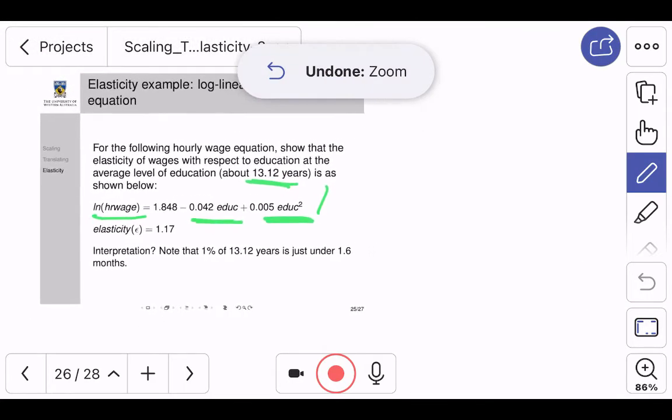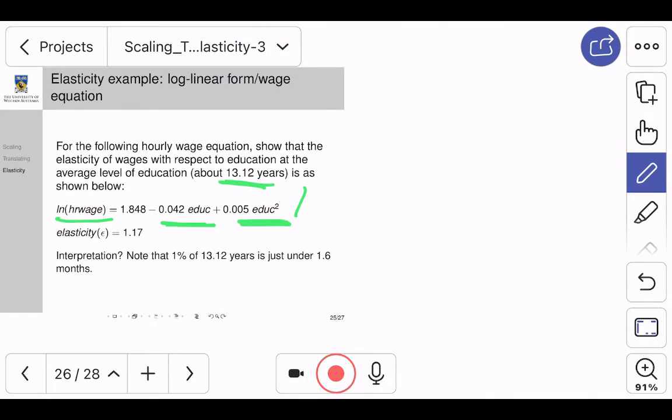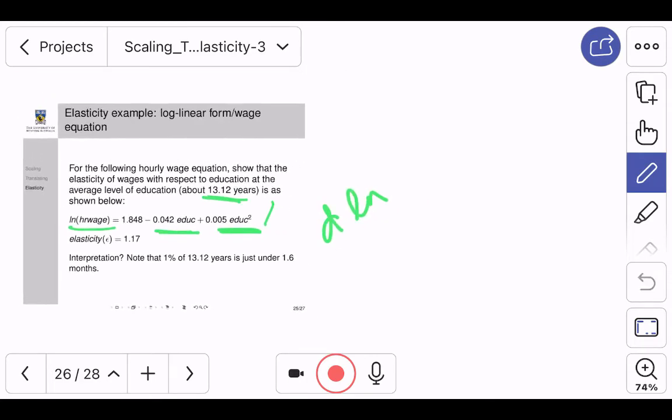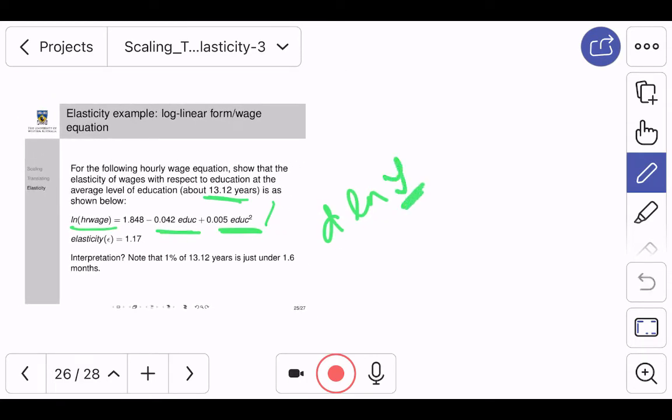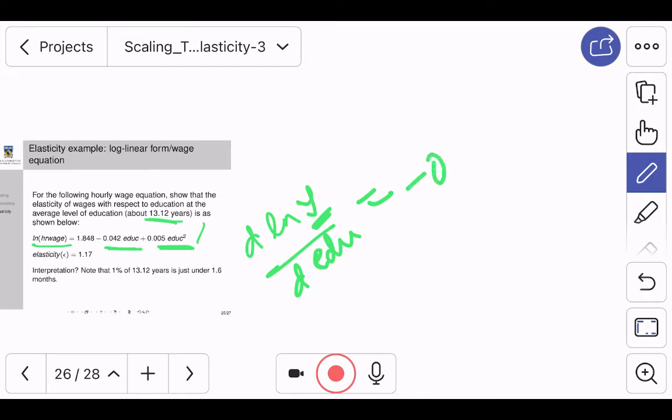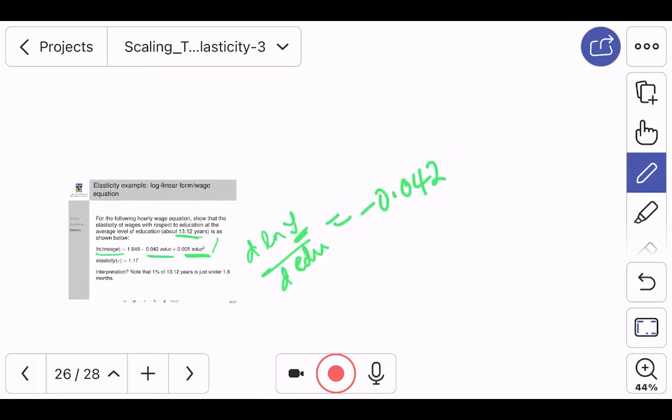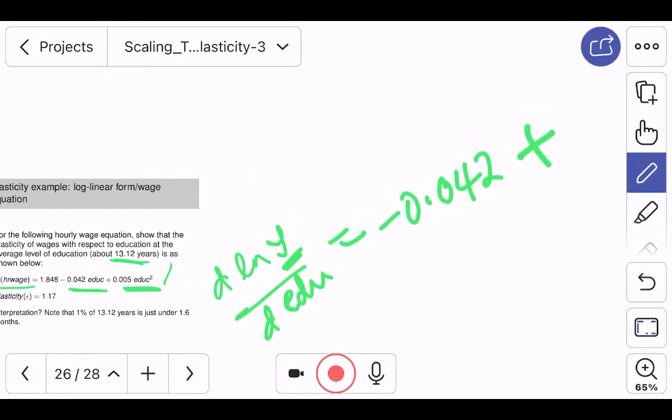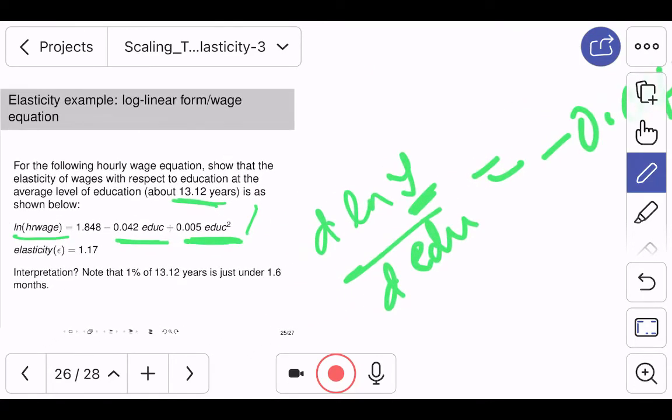Well, first, before we go anywhere, let's find what the derivative of the log of hourly wage is. I am going to call it y to make it simple so that I don't have to write all HR wage. And what's the derivative of that with respect to our x variable, which is education? Well, that's minus 0.042 plus, now this is where we use our calculus.